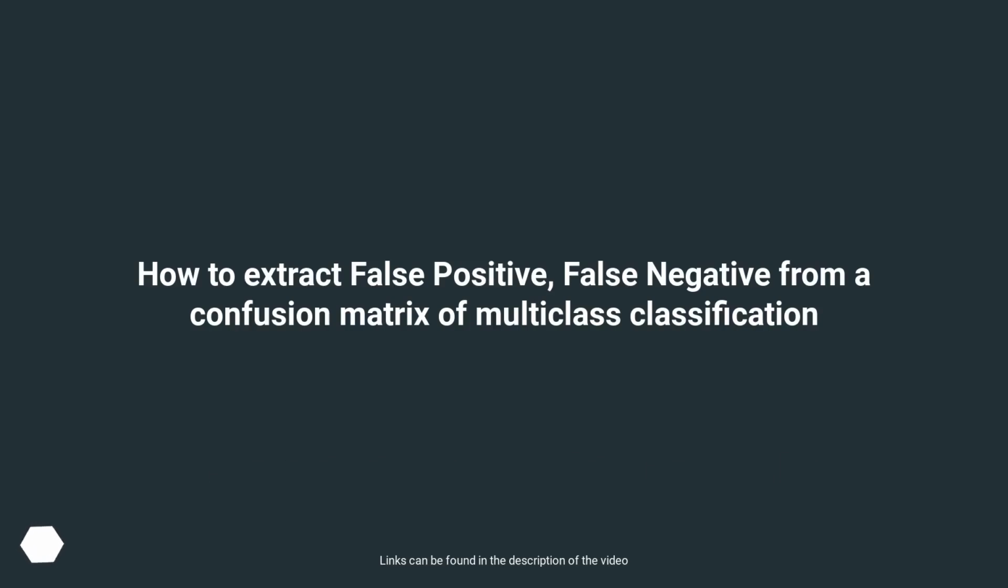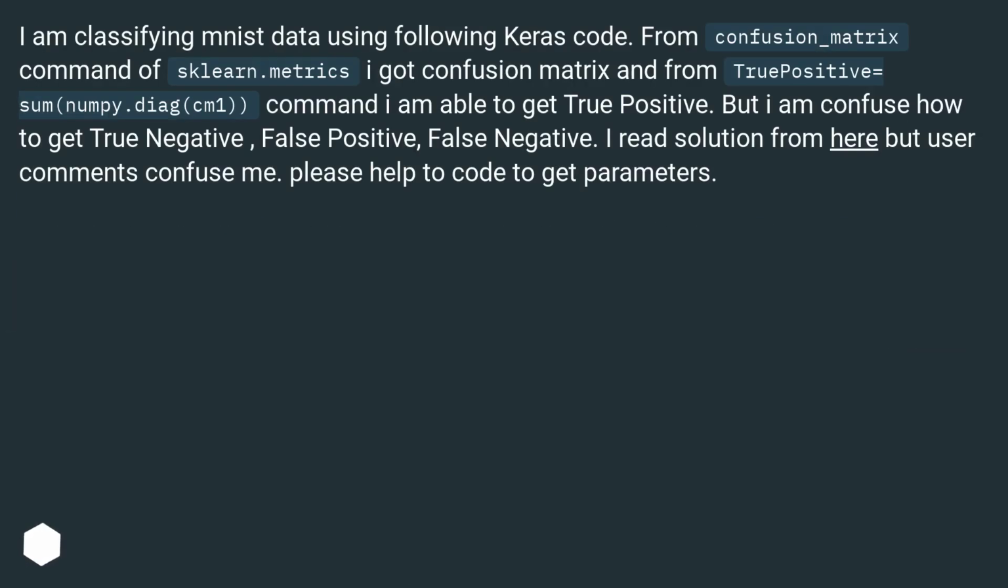How to extract false positive, false negative from a confusion matrix of multiclass classification. I am classifying this data using the following Keras code.